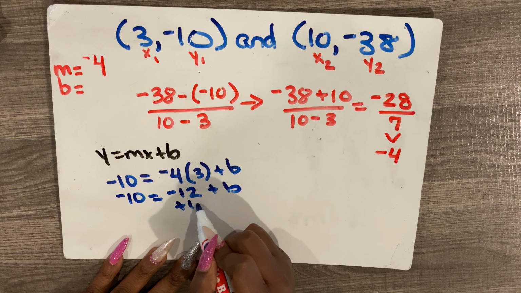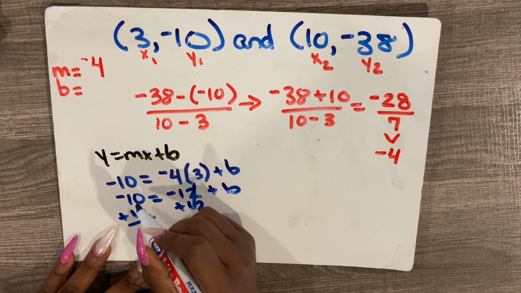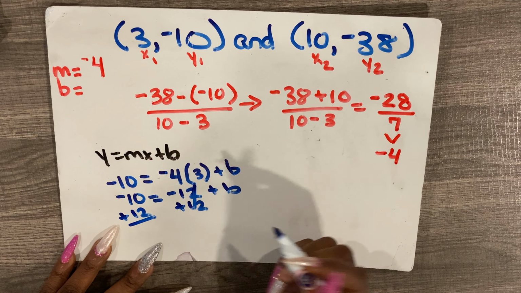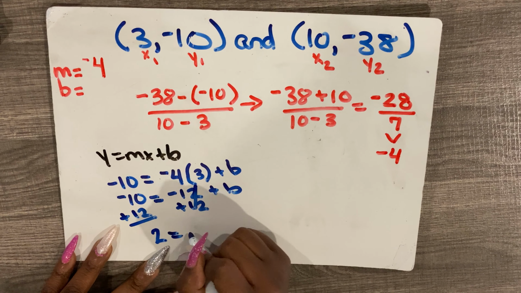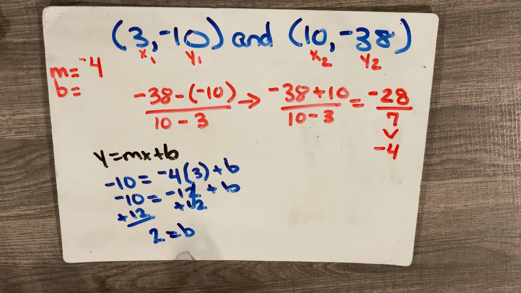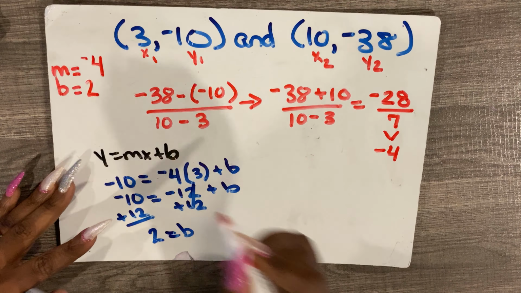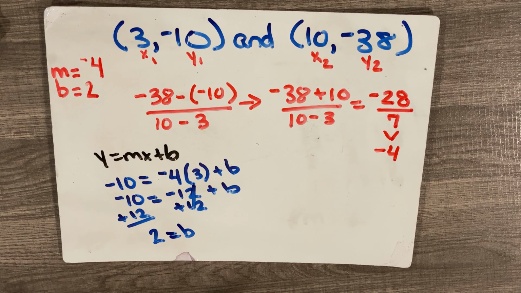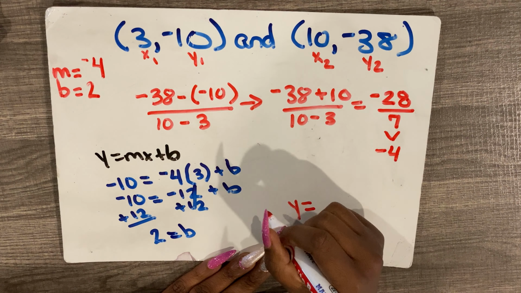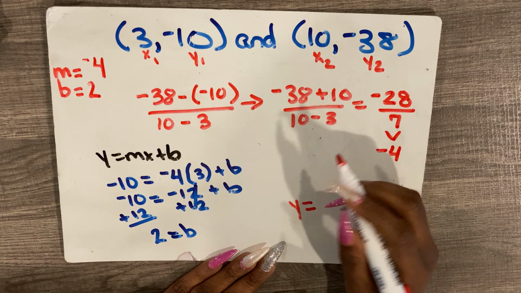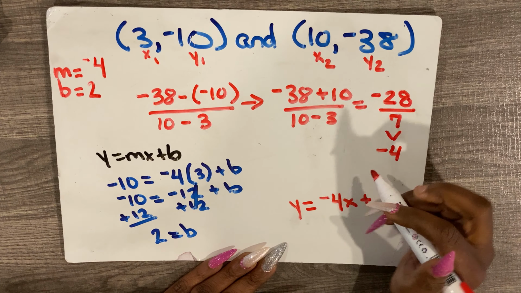And I'm going to add 12 to both sides. That zeroes out. Negative 10 plus 12 is a positive 2 equals b. So now I know that b equals 2. So what I'm going to do is write my equation for my final answer. My equation is y equals m, which is negative 4, x plus 2, which is my b.